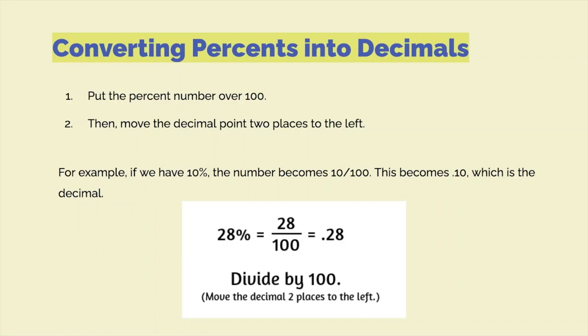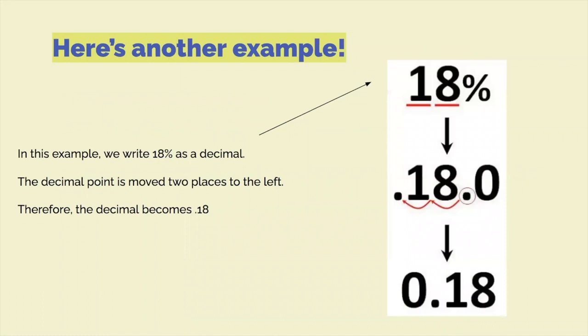In this example, we have 28%, which is equal to 28 over 100 because we are dividing it by 100, which equals 28 hundredths. Let's look at another example. In this example, we write 18% as a decimal. The decimal point is moved 2 places to the left. Therefore, the decimal becomes 18 hundredths.